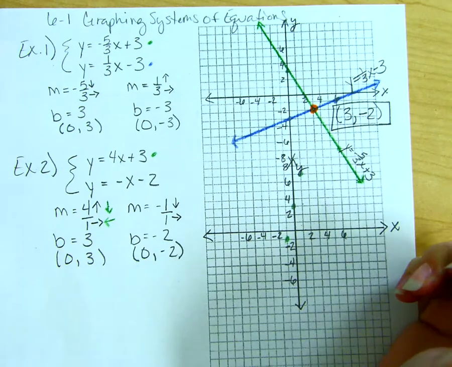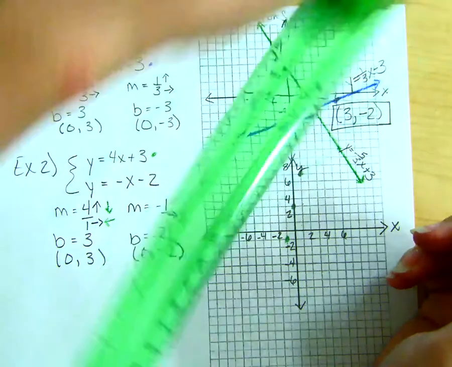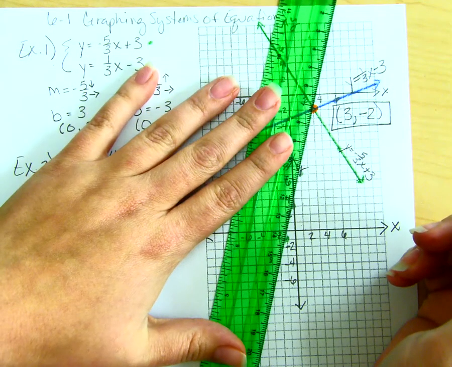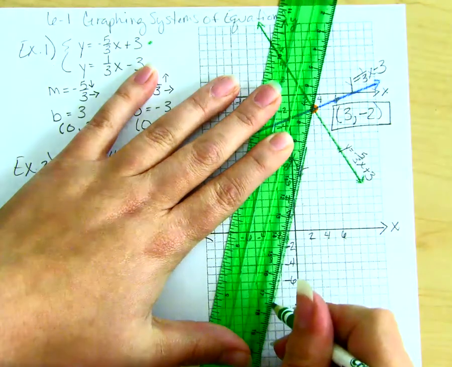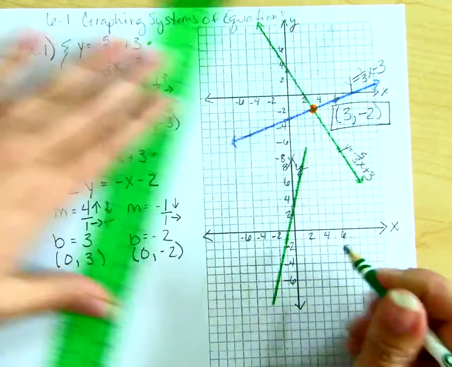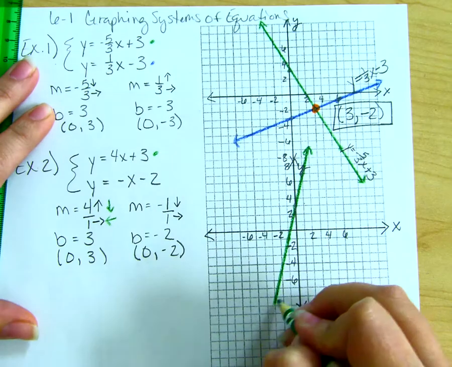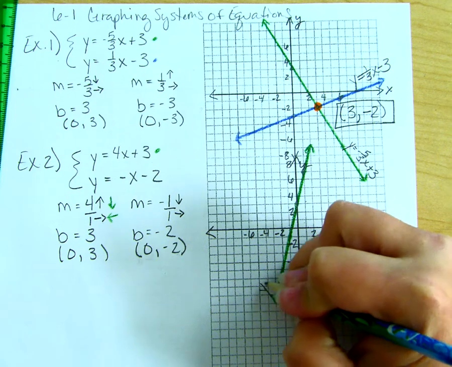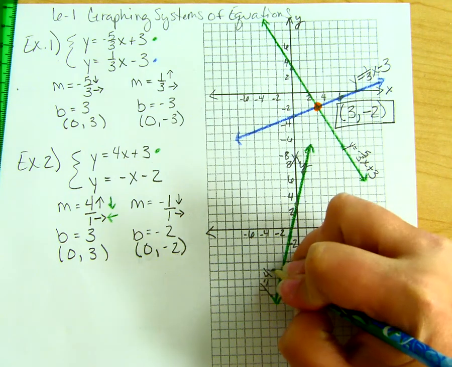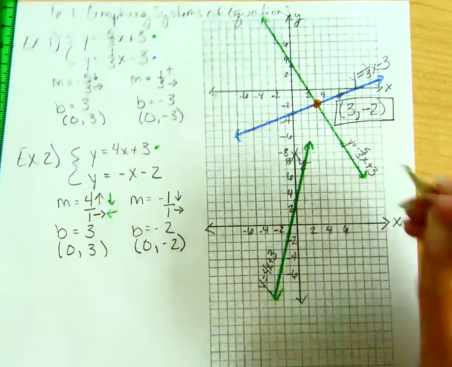When I have 3 points, I can draw my line, and again, making sure that it extends to the end of my graph. And then I'm going to write the equation on my line down here at the back. Y equals 4x plus 3.